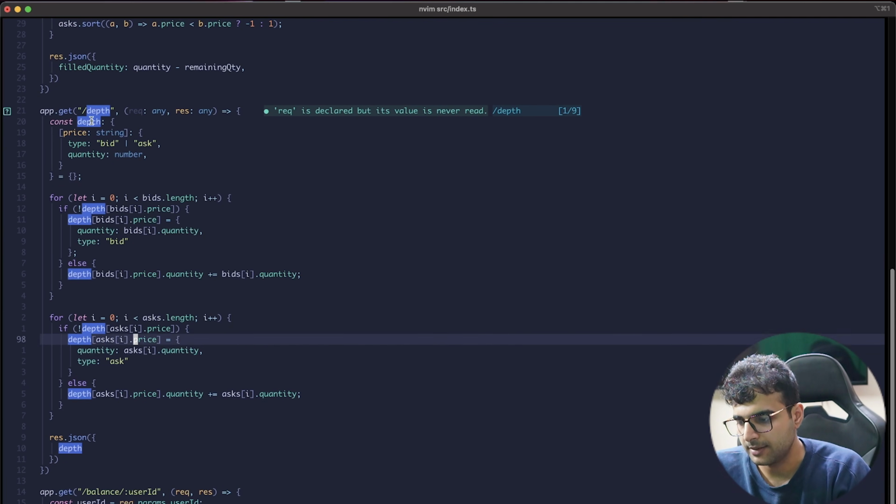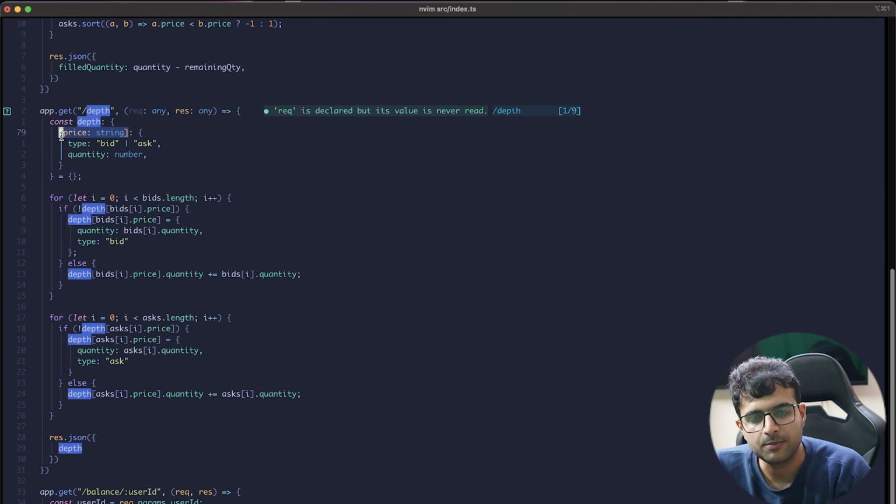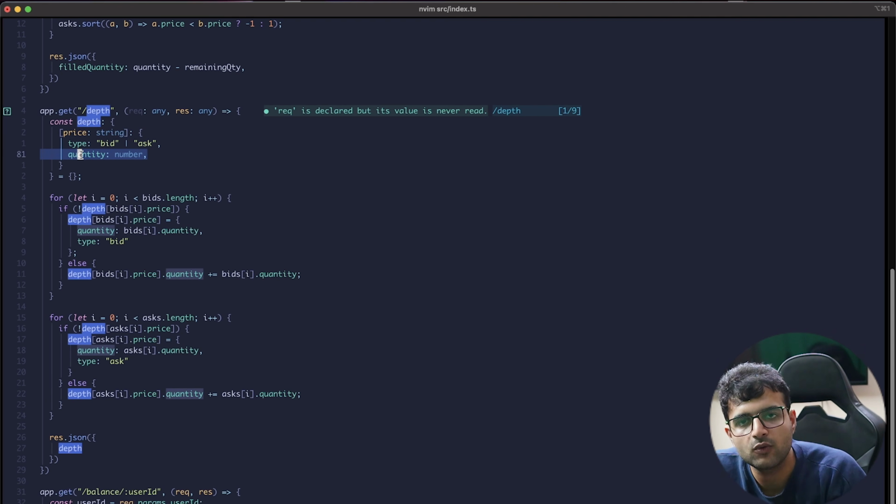How do I define the depth? This is again TypeScript. If you don't understand TypeScript, feel free to completely ignore this part. You can simply assume it to be const depth equal to an empty object. If you do understand TypeScript, I'm saying the type is an object where the key is the current price at which depth, a bid or an ask is present. The type, whether it's a bid or an ask, and the quantity, which is the cumulative quantity of all orders.